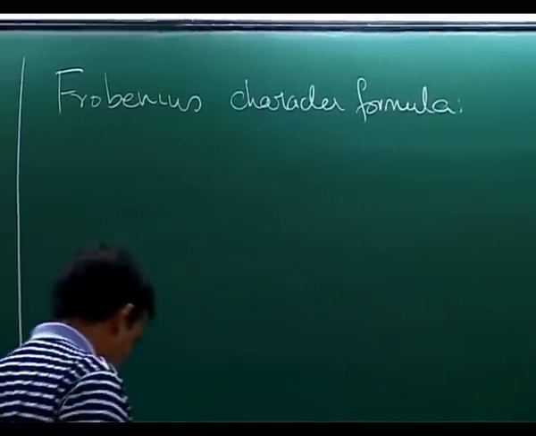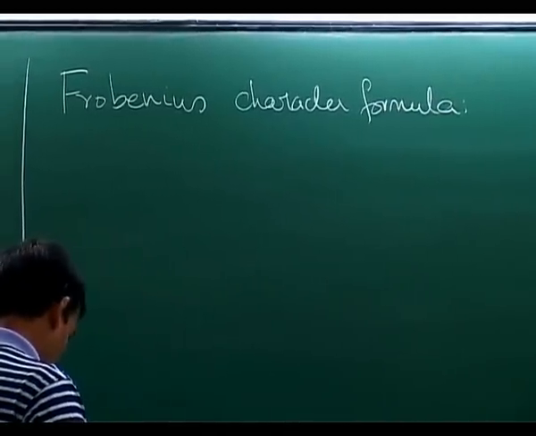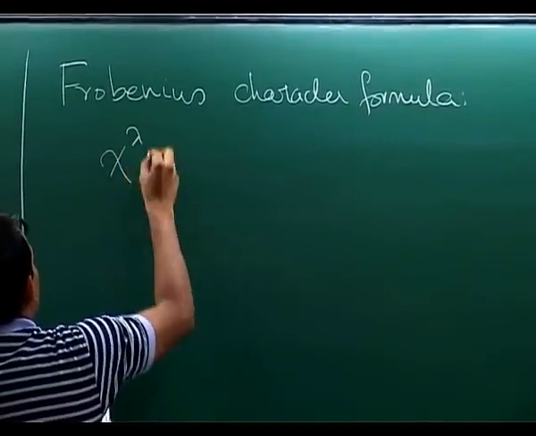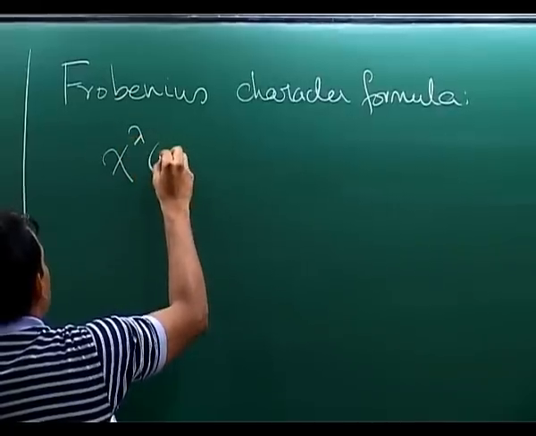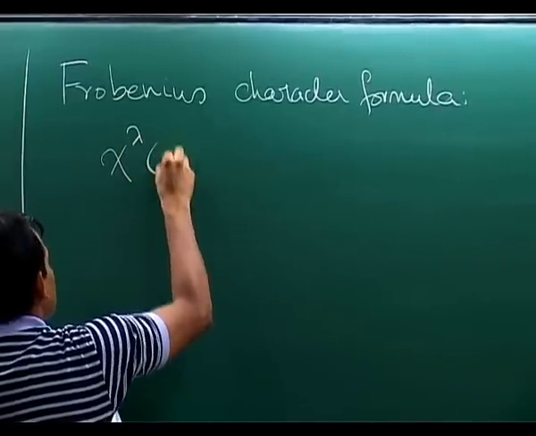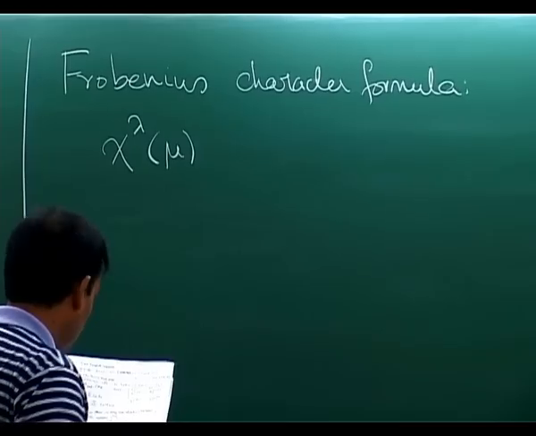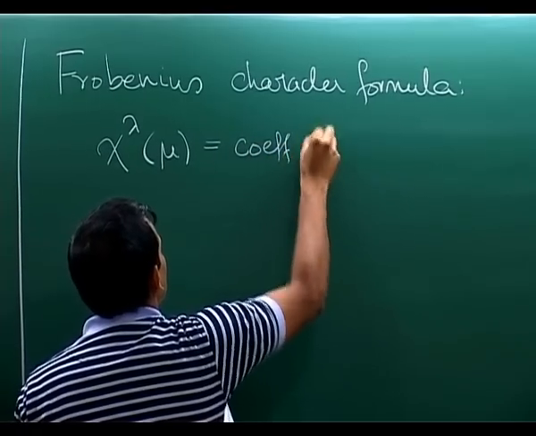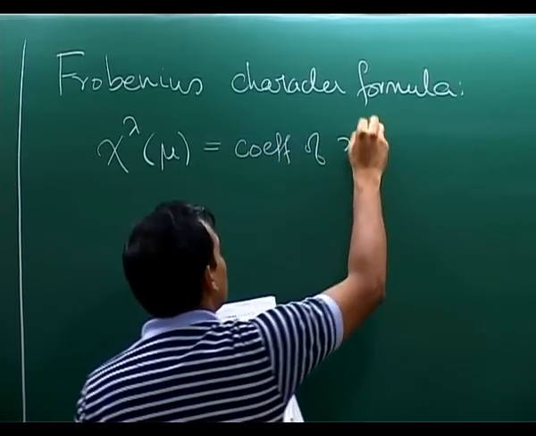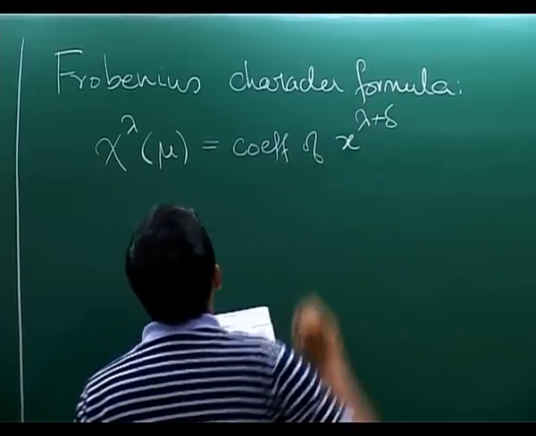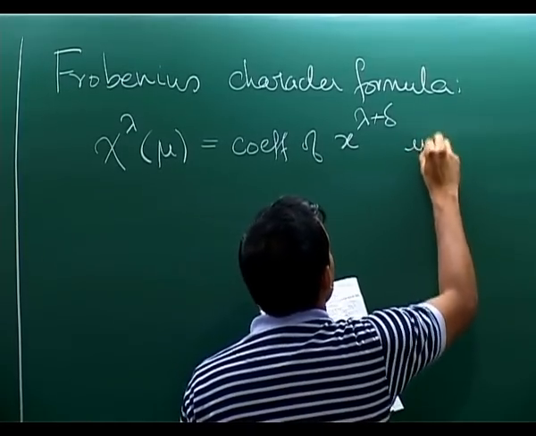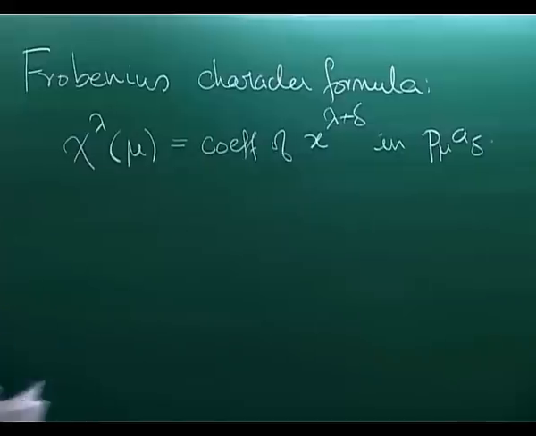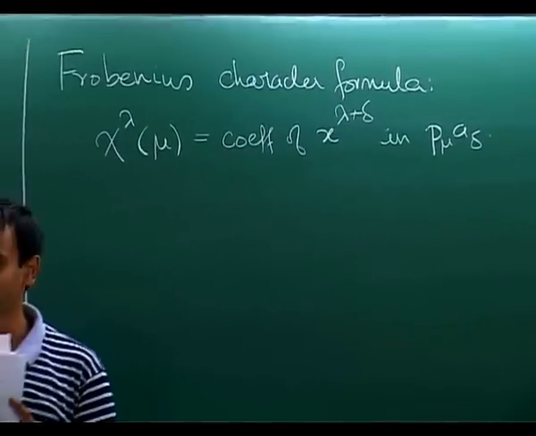What does the Frobenius character formula say? It says that the value of the lambdath irreducible representation of Sn at the muth conjugacy class is equal to the coefficient of the strictly decreasing monomial x to the lambda plus delta in P mu A delta. Just follows from what I have said before.